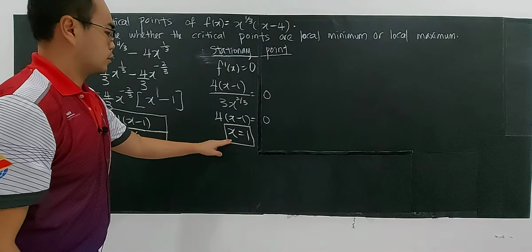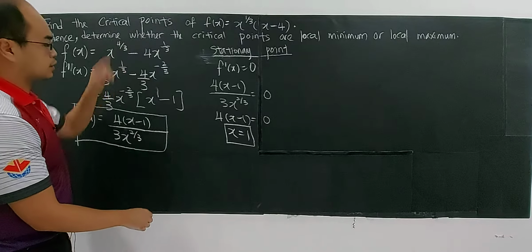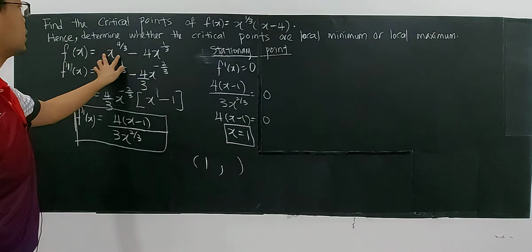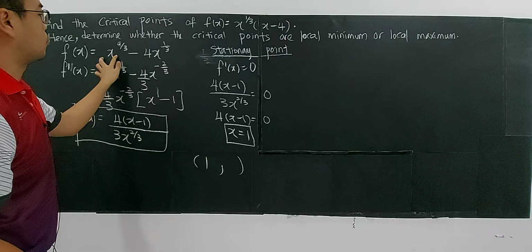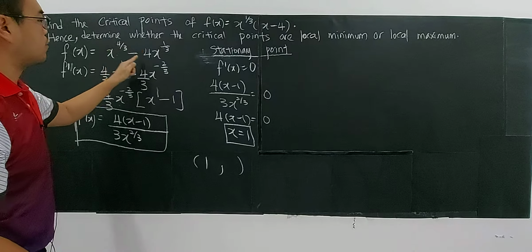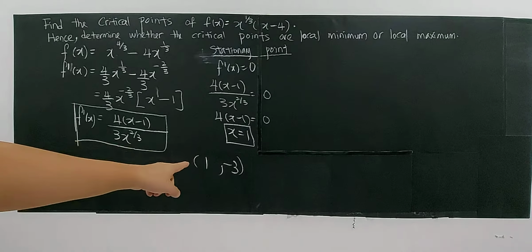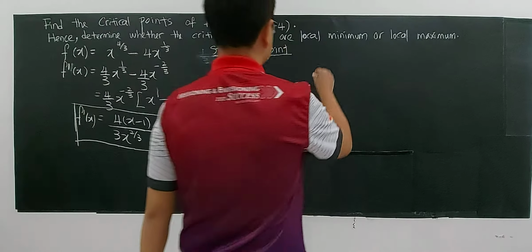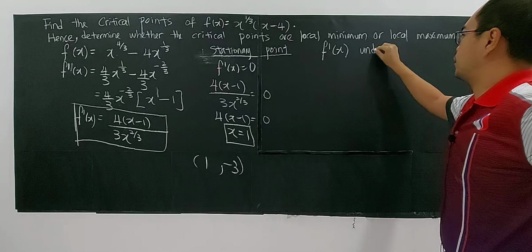Then you can substitute 1 in here to get the value of y. The coordinates of the critical point will be 1, and if you substitute 1 here, 1 to the power of anything is still 1. So 1 minus 4 times 1: 1 to the power of 4/3 is 1, and 1 to the power of 1/3 is 1. So 1 minus 4 gives negative 3. Now this is a stationary point, and it's also a critical point. So now we consider the other case, where f prime x is undefined, as this is also a critical point.